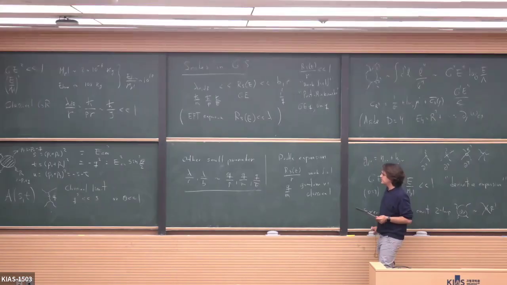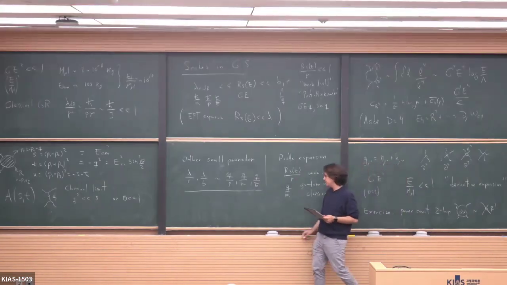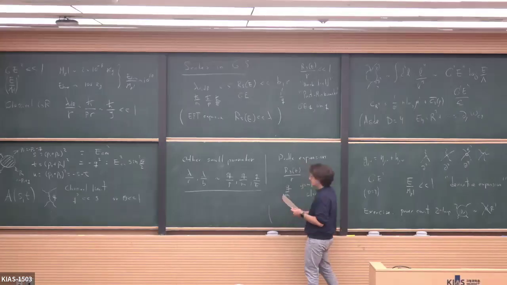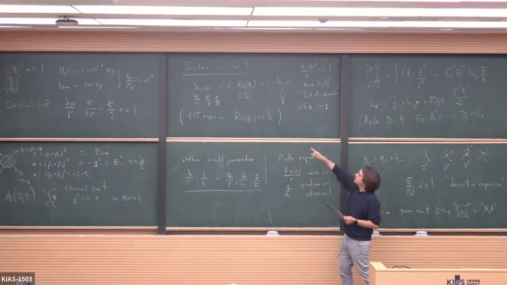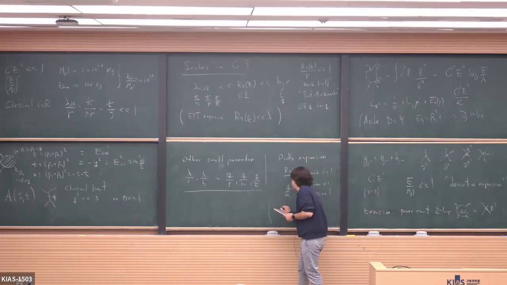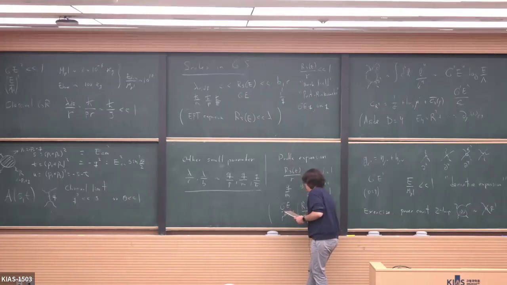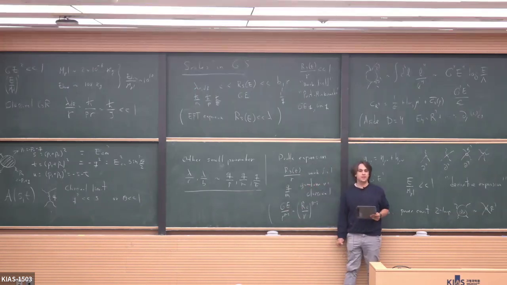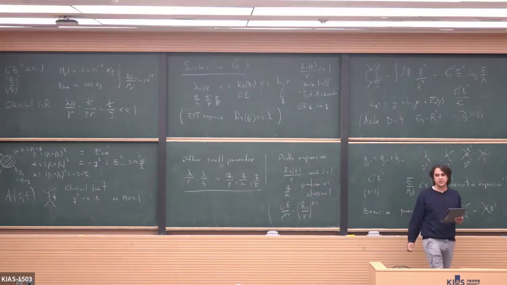Okay, in D dimensions, one has to be a bit more careful. Let me just comment here, because GE is not R Schwarzschild, it is actually R Schwarzschild to some power. So in D dimensions, the expansion parameter will be something like GE over R to the D minus 3, which is kind of R_S over R to the D minus 3. So the Newtonian potential in D dimensions goes like 1 over R to the D minus 3, not 1 over R.